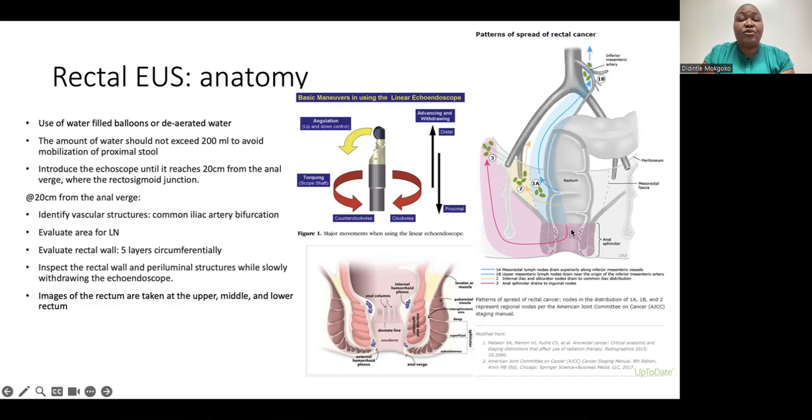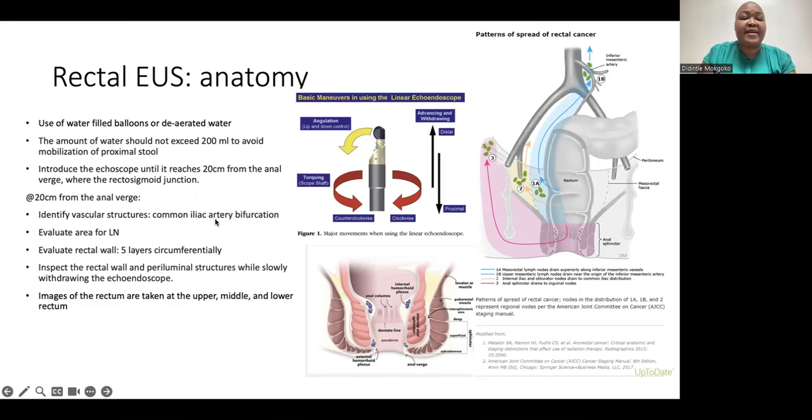So you start by introducing your scope in the 0 position, which will allow you to see the anterior wall. You place your scope at 20 centimeters from the anal verge. So you introduce your scope, trying to maintain the endoscopic view if you can, to avoid causing any mucosal injury, to 20 centimeters from the anal verge. That should put you at about the rectosigmoid junction at the very top, if you consider a rectal distance of about 12 to 15 centimeters.